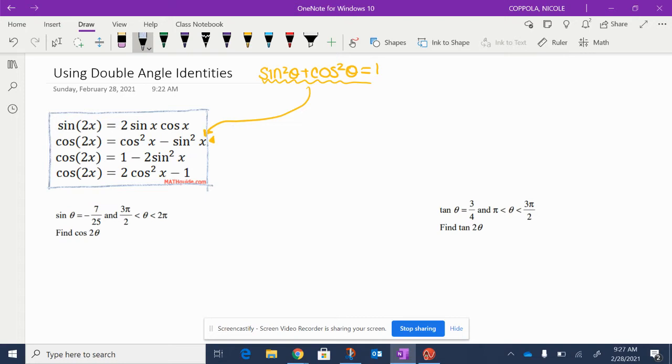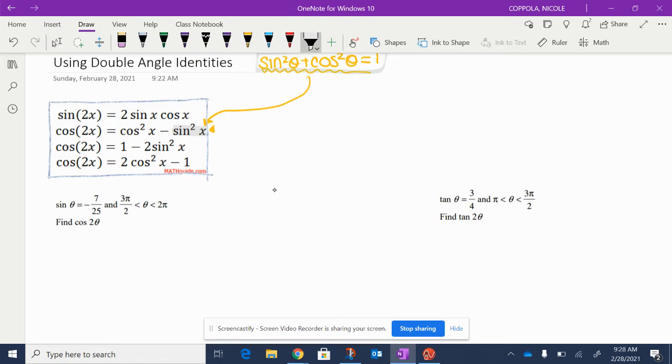They're just formulas that we can use. Notice how cosine 2x has three formulas. The reason is because I can use this trig identity to replace sine squared with, say, cosine squared, and then I would generate the rest of these. So it just depends on what you're given.